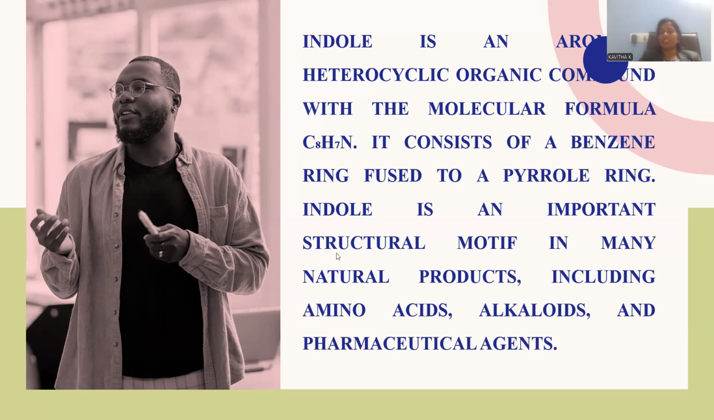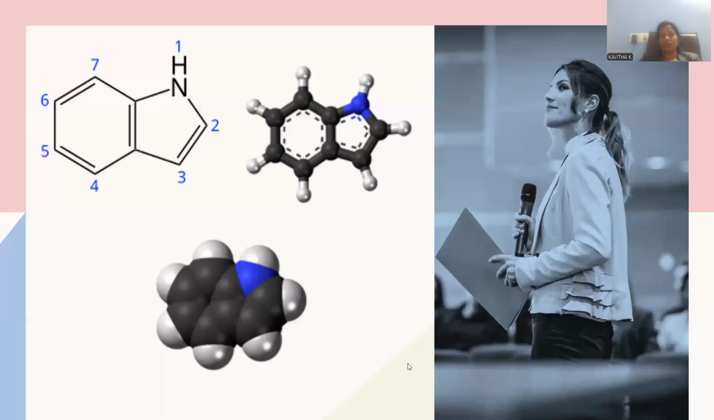Indole is an important structural motif in many natural products, being extracted from nature, so those natural products also have the composition of indole. If you consider amino acids, which are basically for protein synthesis, those amino acids are composed of indole, especially tryptophan, which is the best example. So many alkaloids also take part of indole, and even pharmaceutical drugs are indole-based, right? So you can observe these many applications.